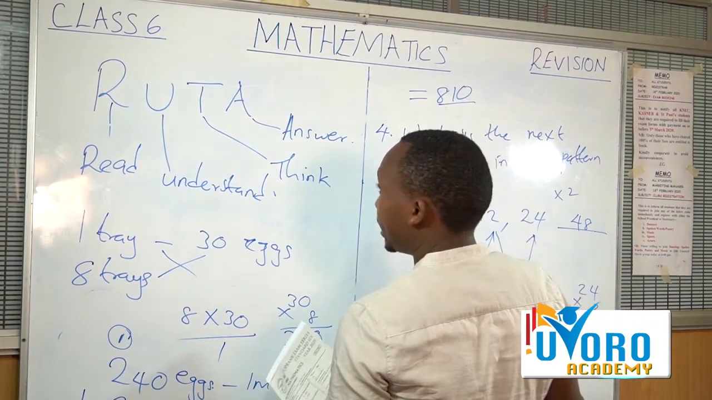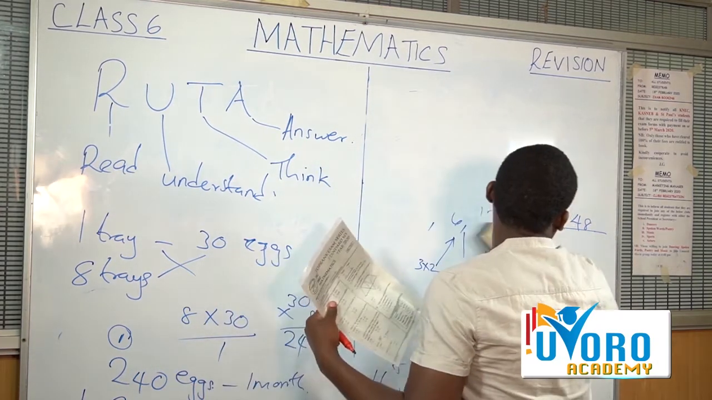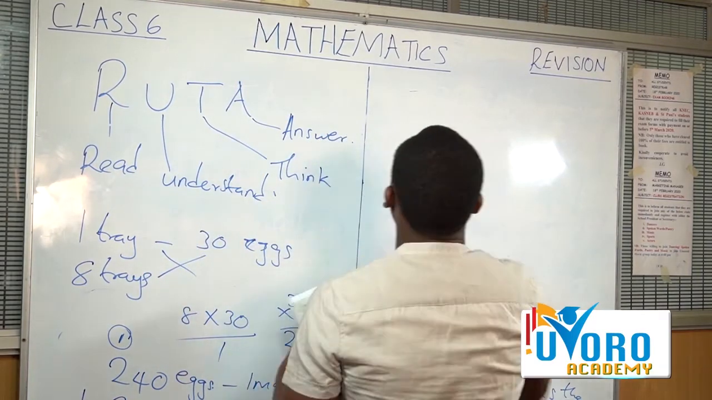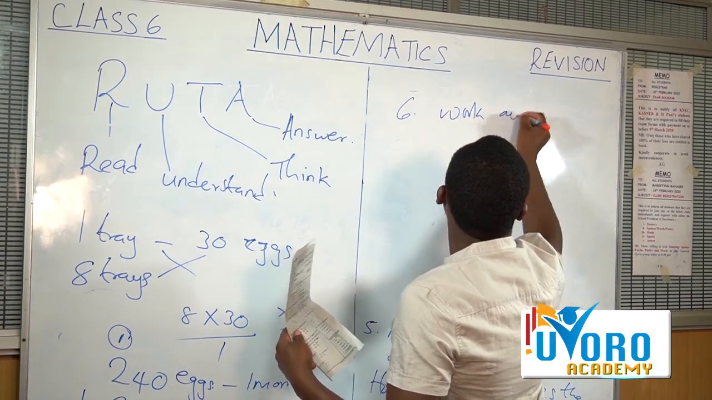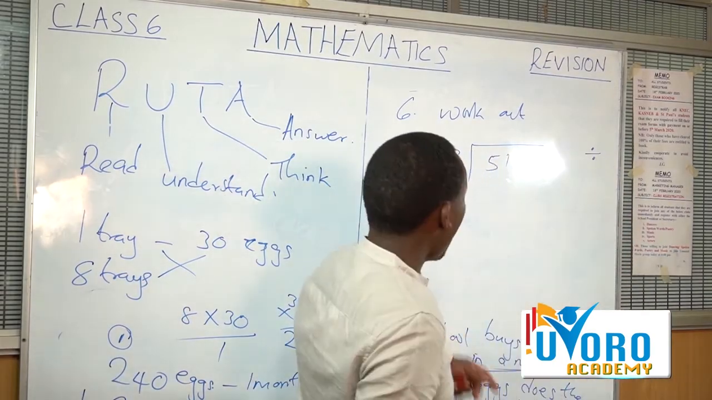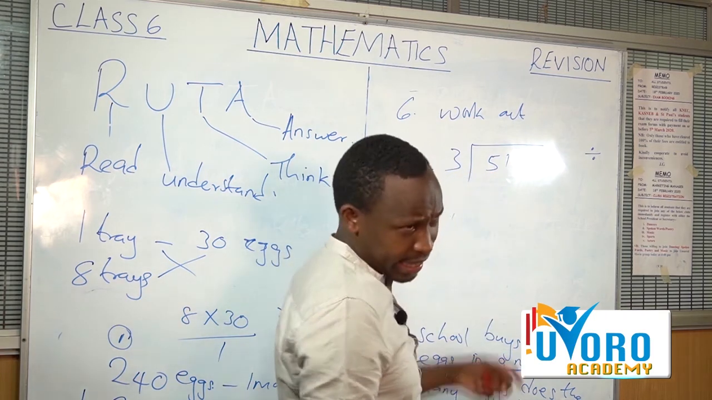Now, we go to number 6. You are told to work out 351. Now, what is this sign here? This is division. Very good. You are supposed to divide 351 divided by 3.